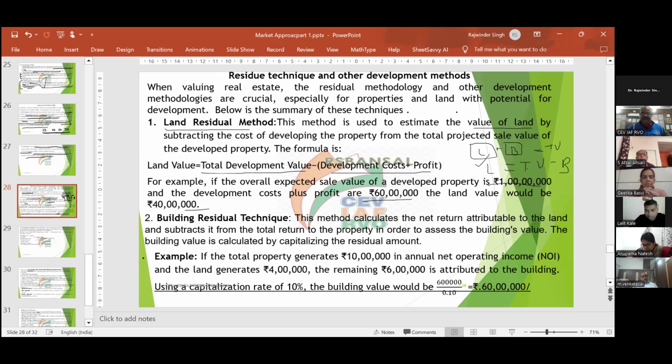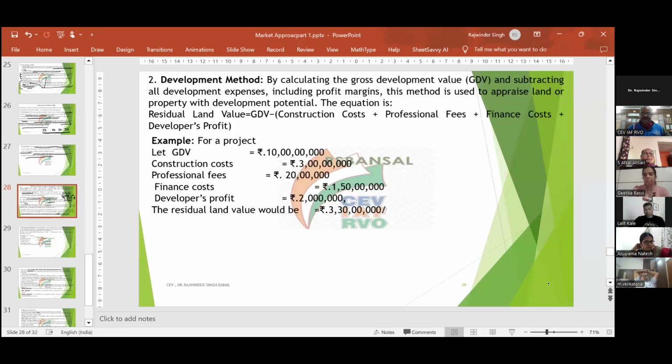This method calculates the net return attributable to the land and subtracts it from the total return of the property in order to assess the building's value. So, for example, let us suppose a property generates 10 lakh in annual income and land generates 4 lakh, and the remaining 6 lakh is attributed to the building. It means if capitalization is 10%, the building value will be 60 lakh. Clear? So this is the building residual technique.